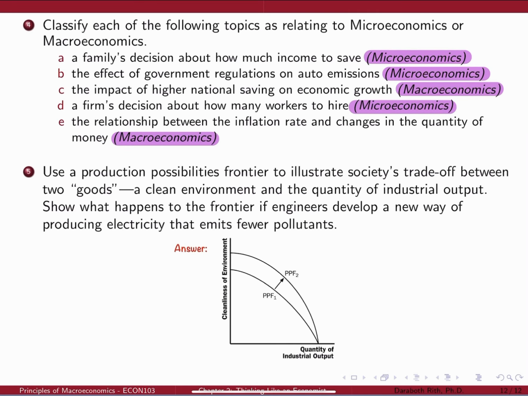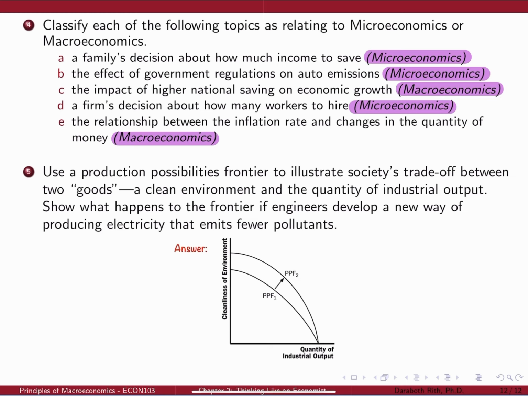Question number 4. Classify each of the following topics as relating to microeconomics or macroeconomics. A. A family's decision about how much income to save. This is related to the household's welfare. So it is microeconomics. B. The effect of government regulations on auto emissions. This is related to the firm's level in respect to their operations. So it is microeconomics.